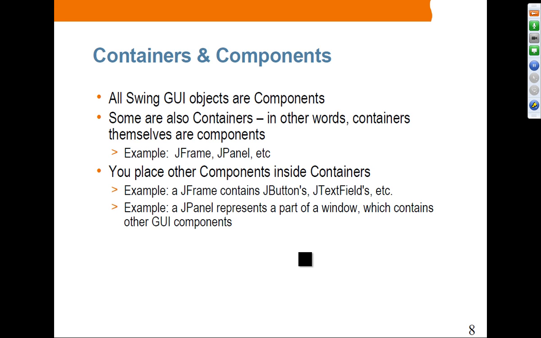And you place other components into these containers. So a JFrame could contain JButtons, JTextFields, and things like that. JPanel represents parts of the window which contains other GUI components. You can add things directly to a JFrame, or you can add things to a JPanel, and then add the JPanel to the JFrame.